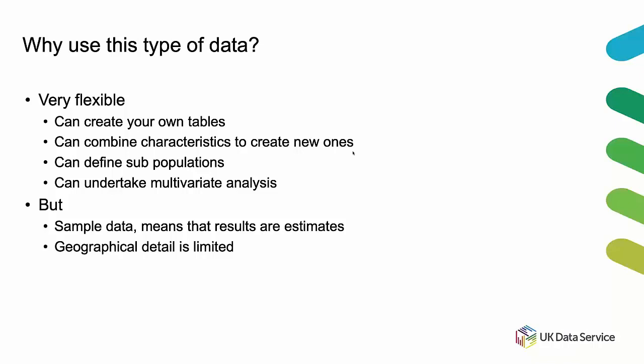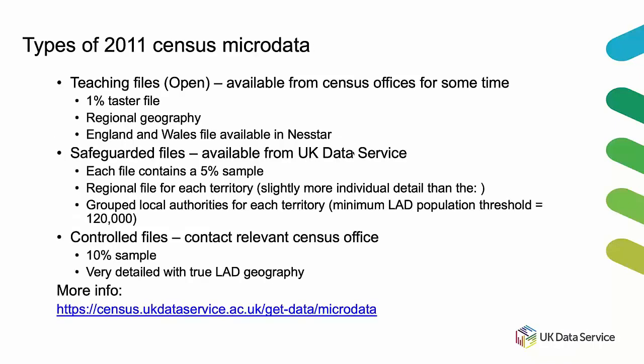But it is sample data, which means that results are estimates. Also, the geographical detail is quite limited. I've got a number of different types of census microdata. Teaching files, which are open to anyone, you can download, available for census officers. We've got safeguarded files, which are available from the UK Data Service. Controlled files, which you will have to apply to use. There's more information there at the web address on the bottom of the screen.